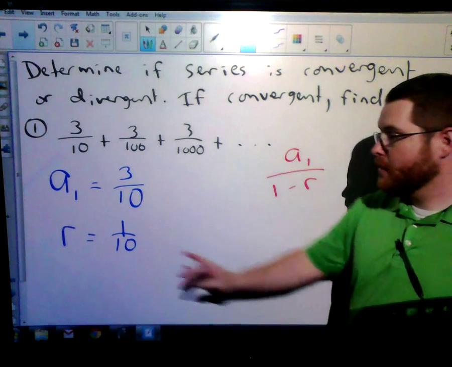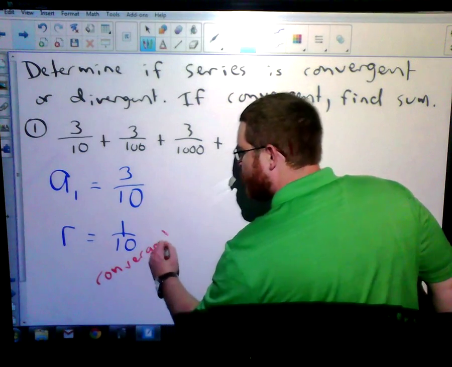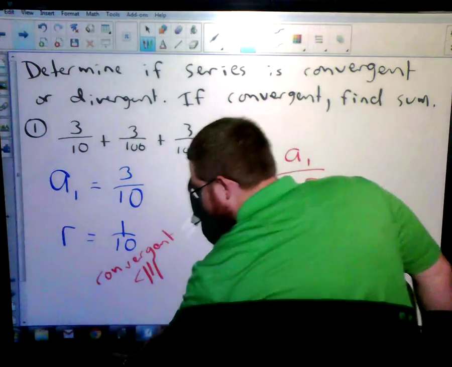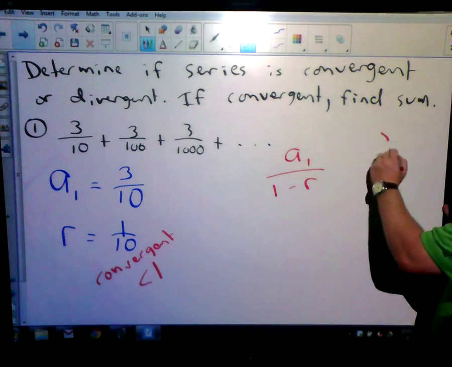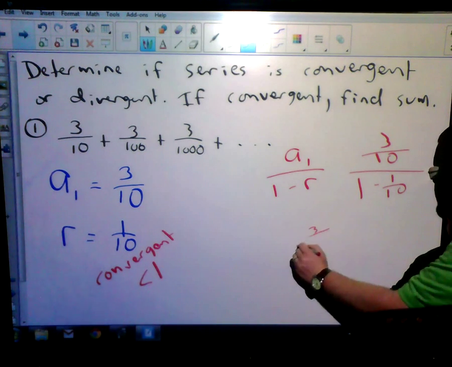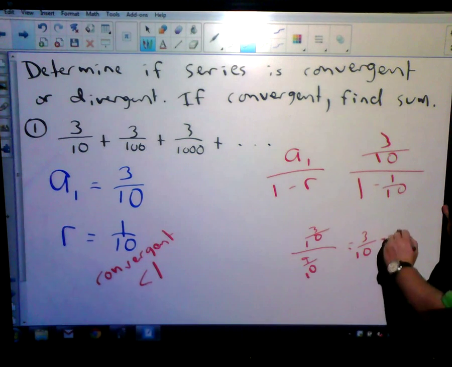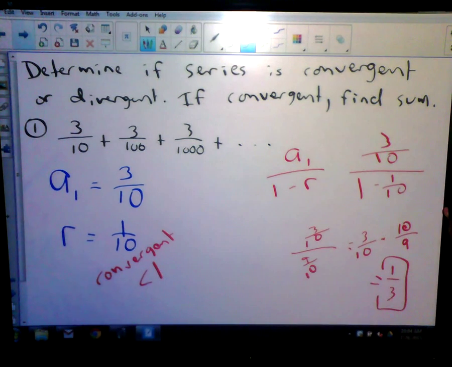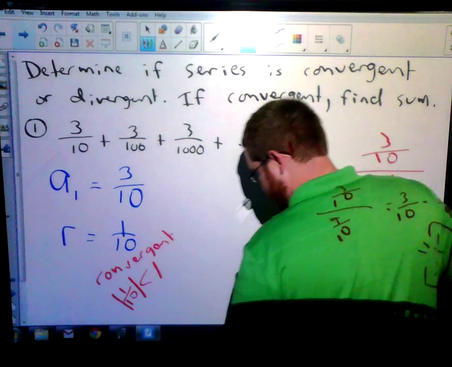I guess I should ask this. This tells you that it's convergent. Why? Because it's less than 1. Or less than the absolute value of 1, might be a better way to say it. Or we'll just say it's less than 1. So it's 3/10 divided by 1 minus 1/10. That's 3/10 divided by 9/10, which is 3/10 times 10/9, which is 1/3. So this thing converges to 1/3. Again, why? Because the absolute value of 1/10 is less than 1.